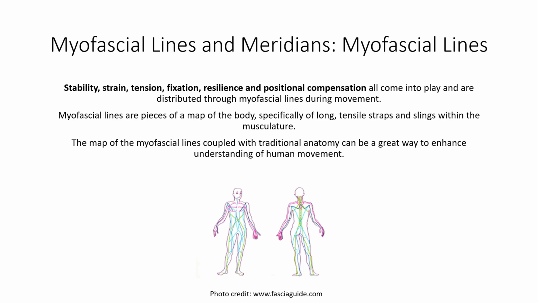Myofascial lines are pieces of a map, specifically of long, tensile straps and slings within the musculature. So you can see in this diagram here, I appreciate it's a bit small, you have lines running in different colours from top to bottom, across the body, round the body, and that's what really looks like a movement.